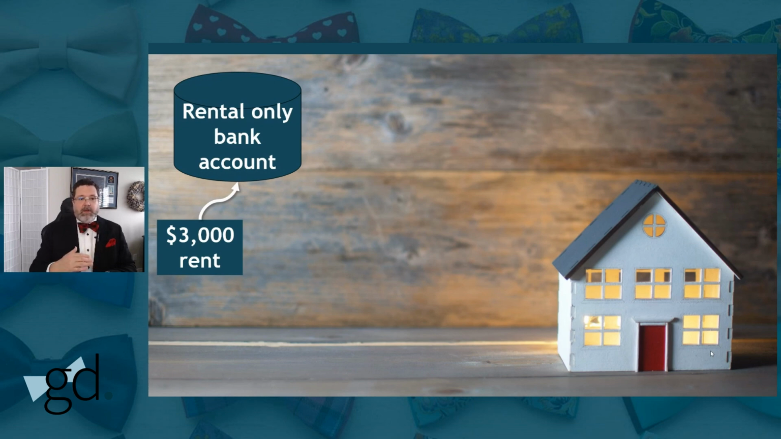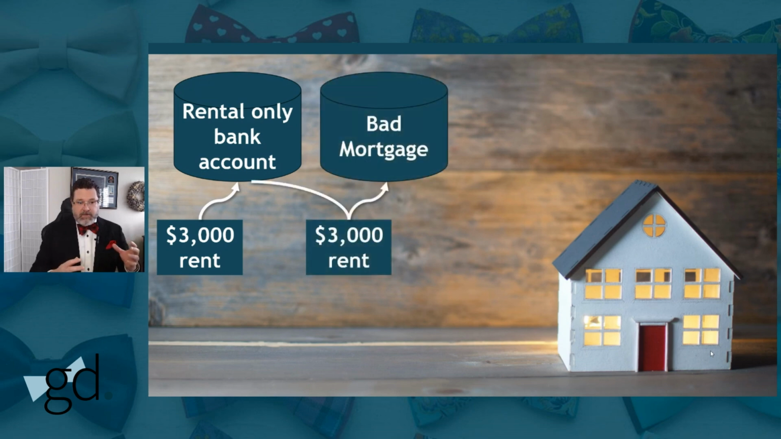And so here it's going to be important to set up the correct accounts. So now we're going to have $3,000 in our fictional example coming in from rent. That's going to go to the rental only bank account. From there, you can see we're taking that rent and we're going to place it against the bad mortgage.